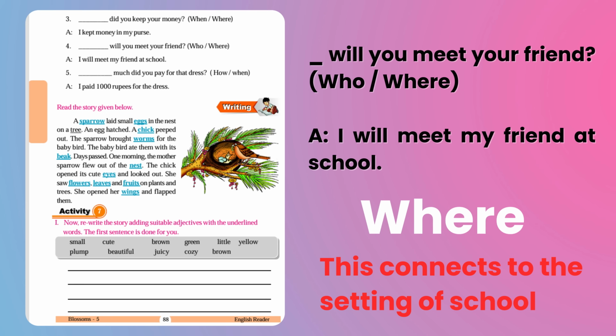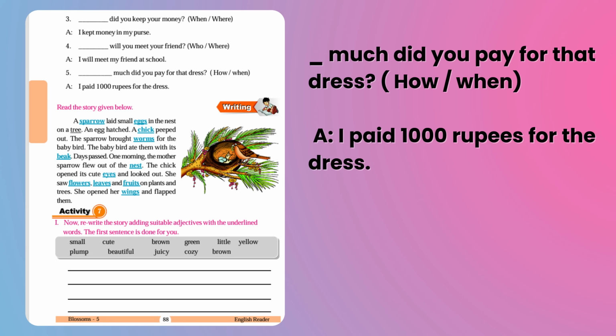So this connects to the setting of the school, which is prominent in our previous lesson also. It is Malika goes to school also. Now question number 5 and the last question for this activity. Dash much did you pay for that dress? The two options given here are how or when. The answer for this question is I paid 1,000 rupees for the dress. So what is the right option here out of the two?